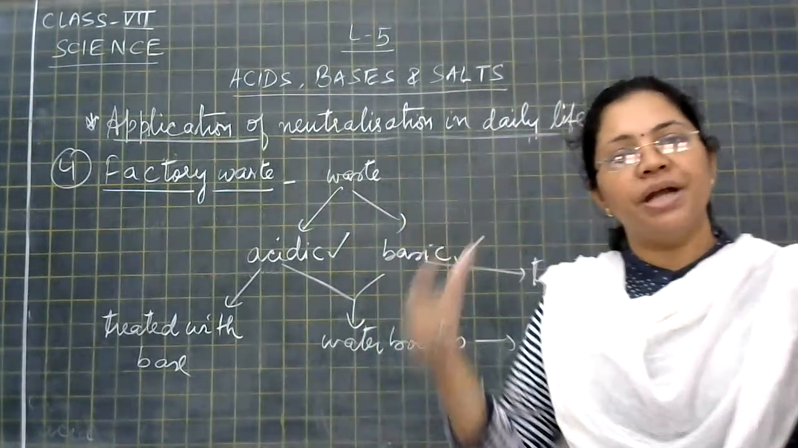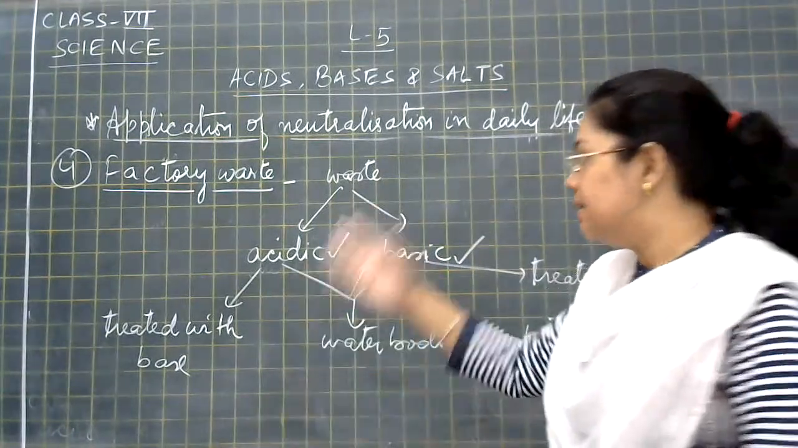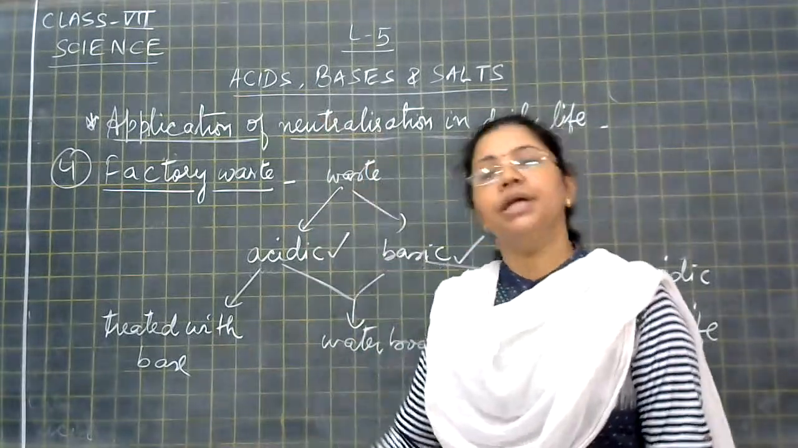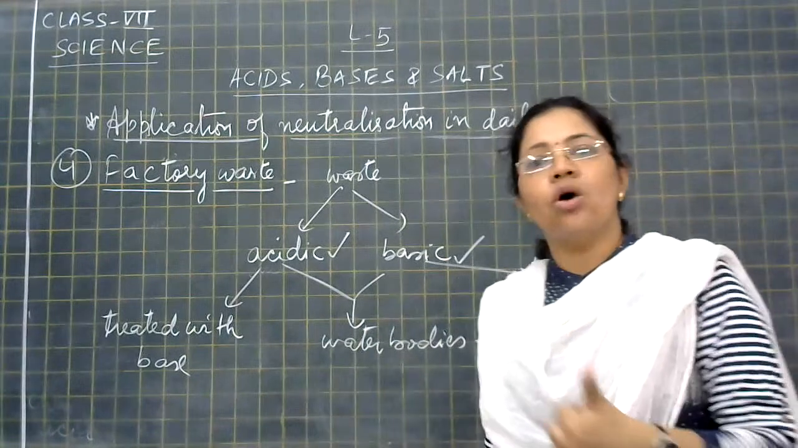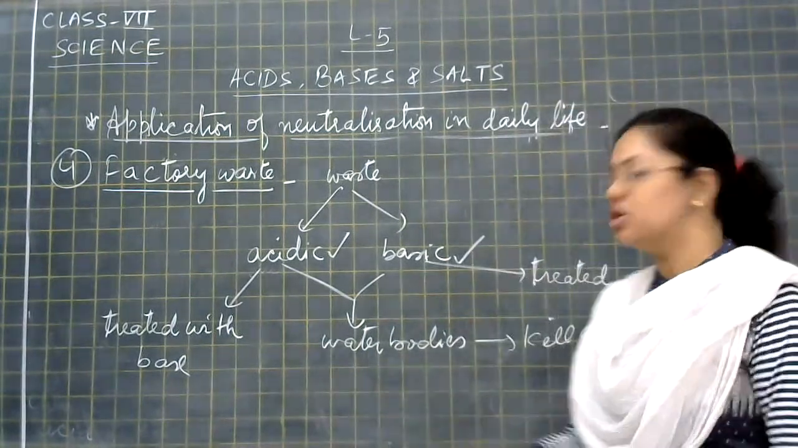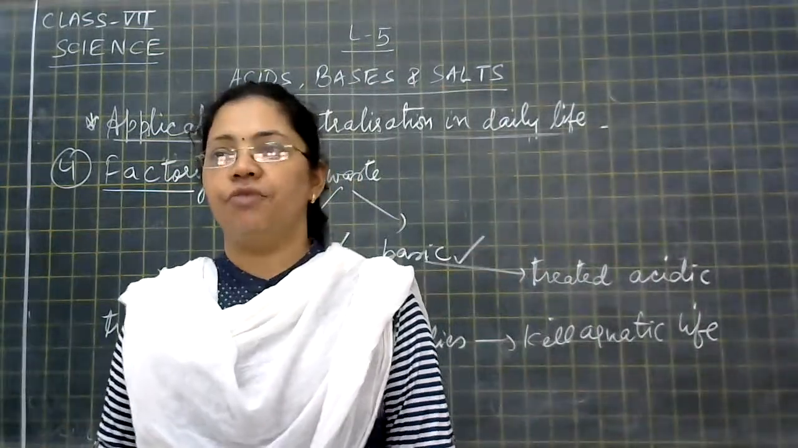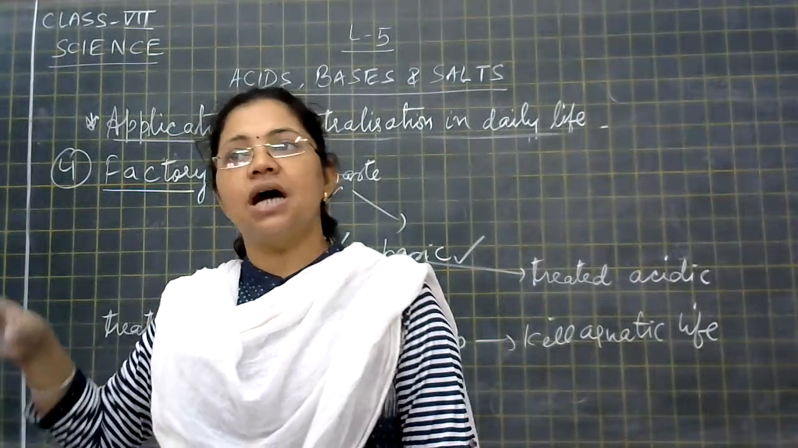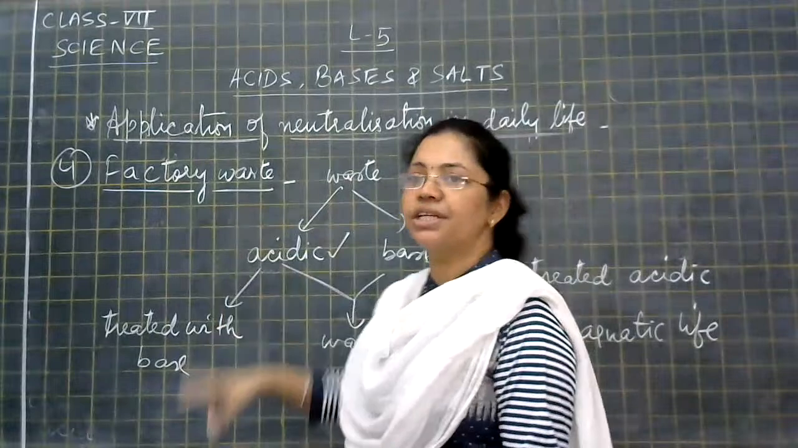So proper treatment should be given, and once the waste has become neutral, then that waste is dumped into the water body, so that it cannot cause any change in the chemical nature of the water, and because of that the aquatic life is not harmed in any way, right? So that is another effect of factory waste.